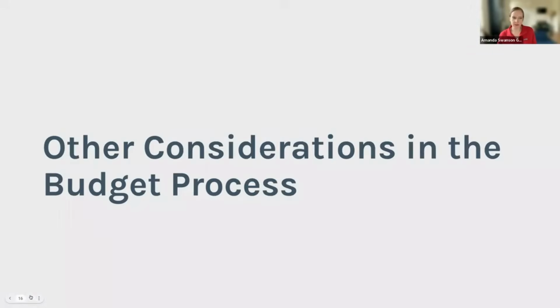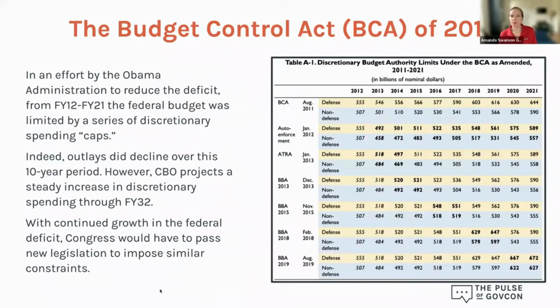Now, other considerations in the budget process. Those of you who have been in this space for a while are likely familiar with the Budget Control Act, or the BCA, of 2011. This was an Obama administration initiative aimed at reducing the federal deficit. What this did was put in place statutory spending caps that outlined the absolute maximum the government was allowed to spend in a given fiscal year. So this had significant implications for the budget process in Congress, knowing that these ceilings were in place.